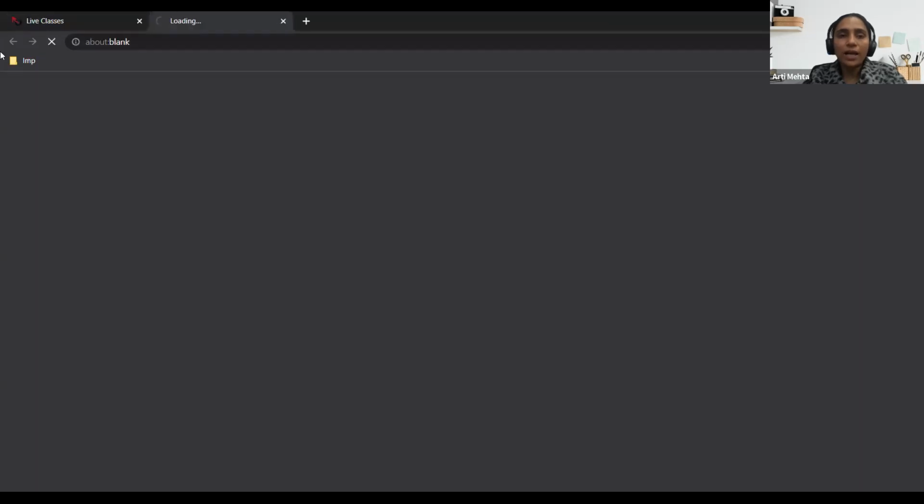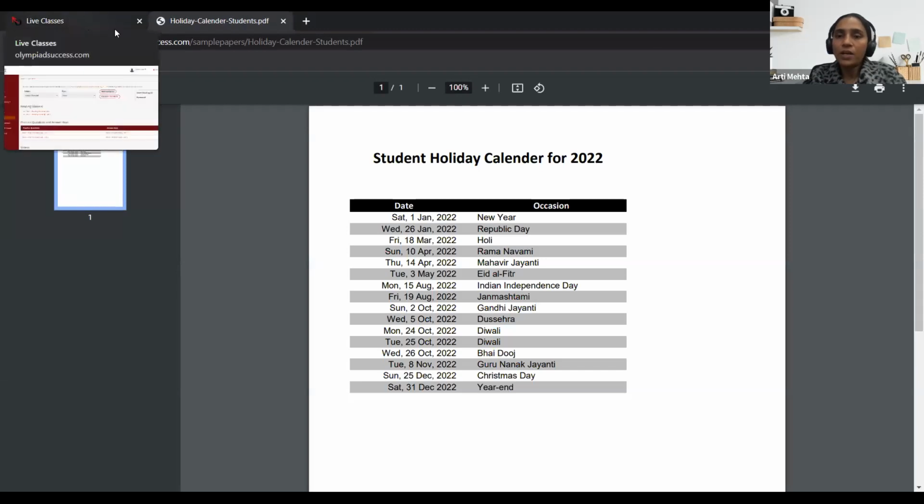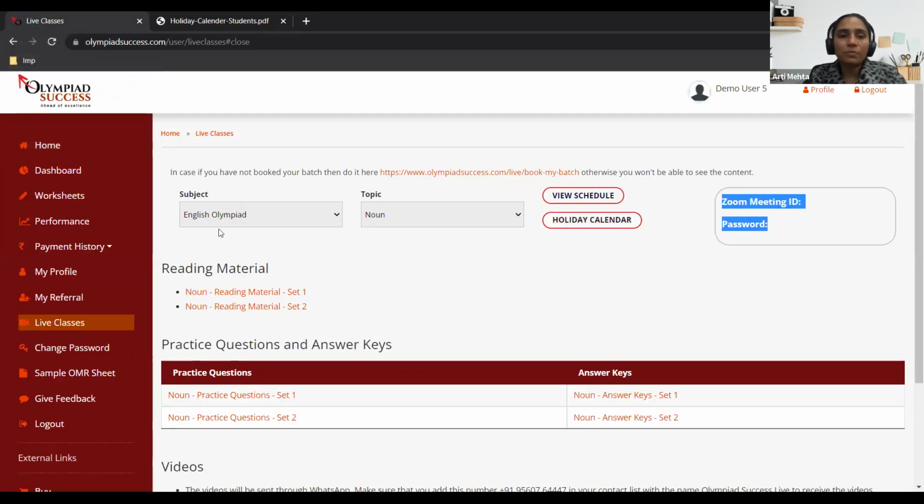And then we have the holiday calendar. On these days the classes will not be conducted because of holidays. And finally, here you see the Zoom meeting ID and password. Here your meeting ID and password will be displayed.